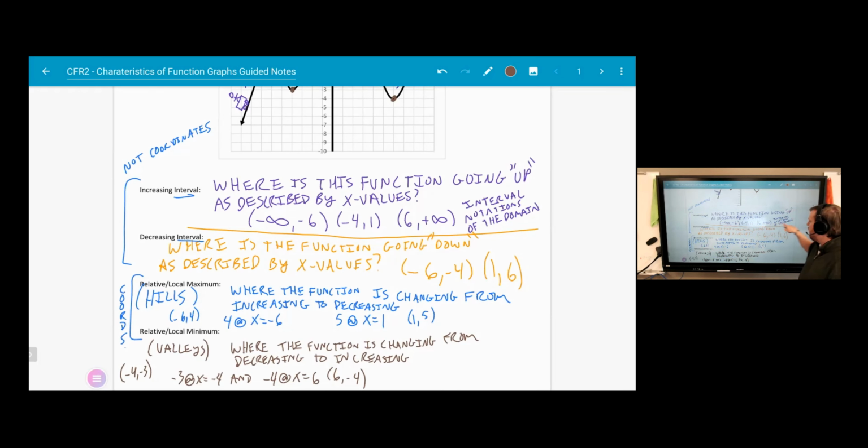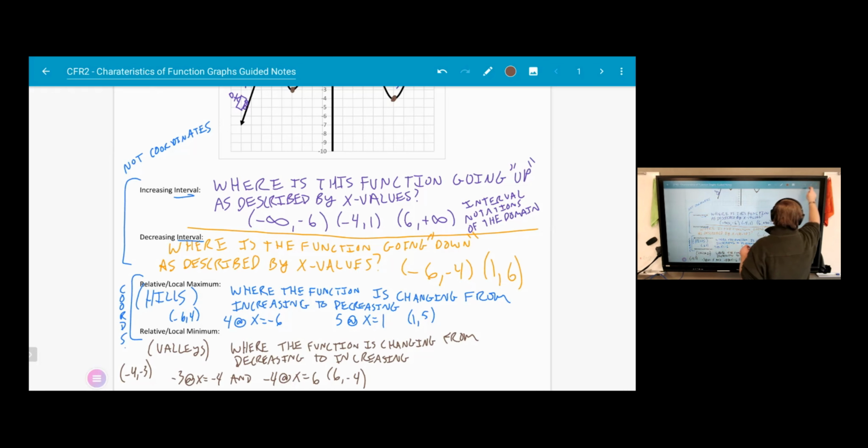Just like we go from increasing to decreasing, we had that hill at 6. And notice how when this goes to infinity, we did not have a hill or a valley. Same with the beginning. There's no hill, there's no valley. We don't have relative maximums there. We're not talking about the global, the full maximum. We're talking about relative maximums.